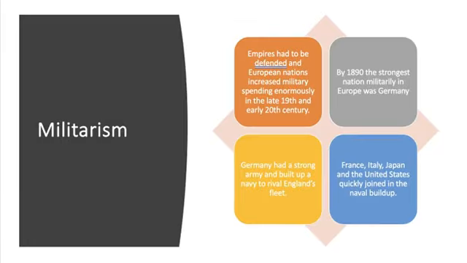But with this, empires have to be defended. And in order to defend these empires, we can see European nations steadily increase their military spending over the course of the late 19th and early 20th centuries. They are going to be creating new types of guns, they're going to be creating new types of ships, and a lot of this is going to be very, very prevalent in places like Germany. So by 1890, the strongest military in Europe is going to be that of Germany's. And a lot of it, again, goes back to defending those territories and their imperial assets that they have in places like Africa and Asia.